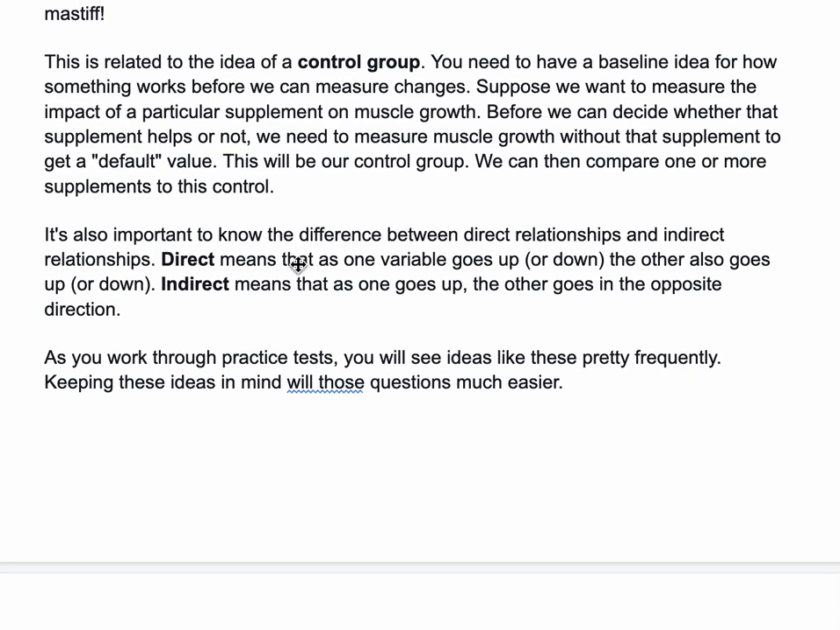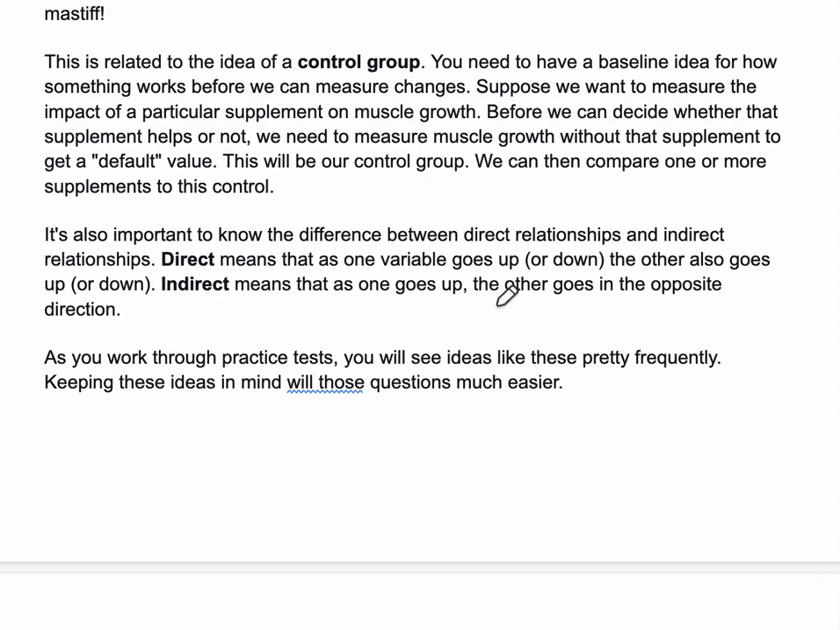Last thing is the difference between direct relationships and indirect relationships. And this is just about trends. So a direct relationship means that as one variable goes up, the other one also goes up. And if one variable goes down, the other goes down. They move in the same direction. If you're looking at that in a chart, if you have an XY chart and you have a line that slopes upward, it means that as one variable is going up, the other one is also going up.